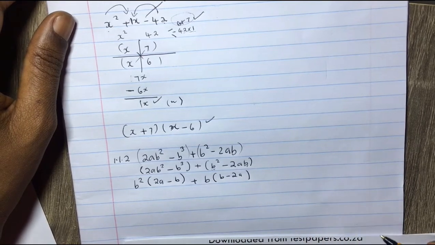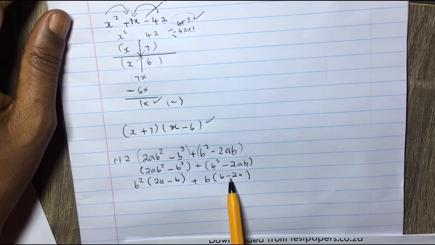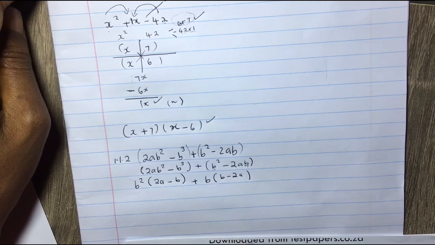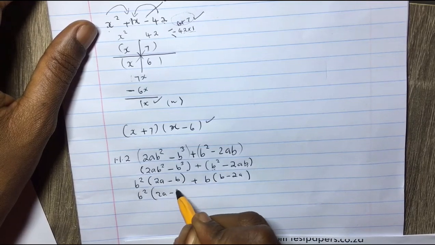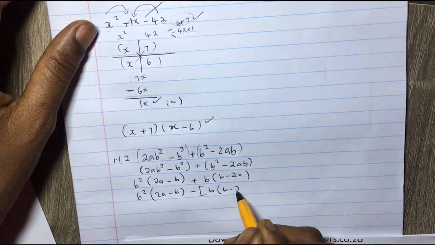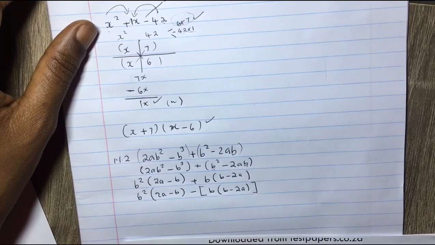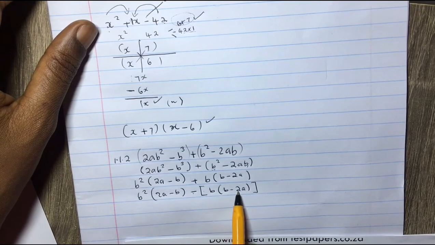Okay, cool. Then what do you realize? That you've got the same terms in the brackets, but the signs are different. So you're going to introduce a negative sign: b squared minus, 2a minus b. I'm going to introduce a negative sign before the bracket. This is still positive, so that I change the sign in the bracket.